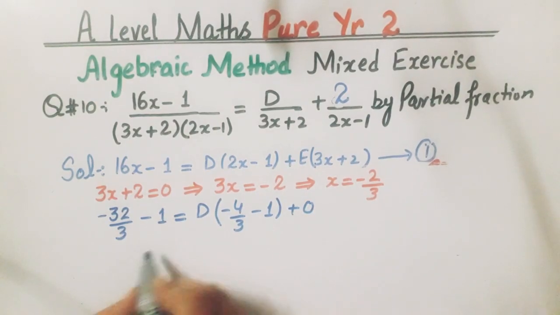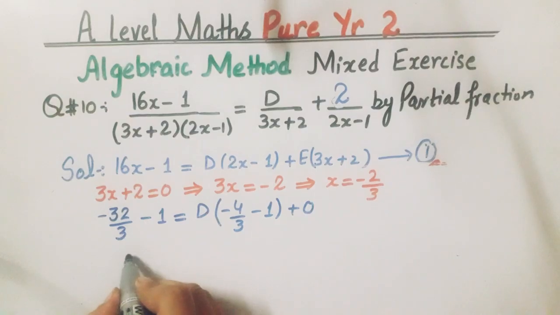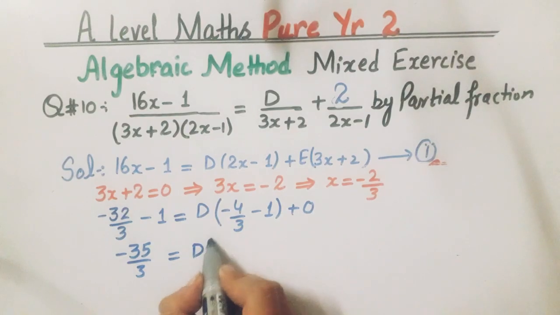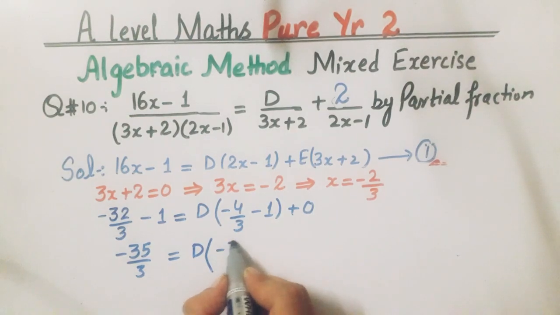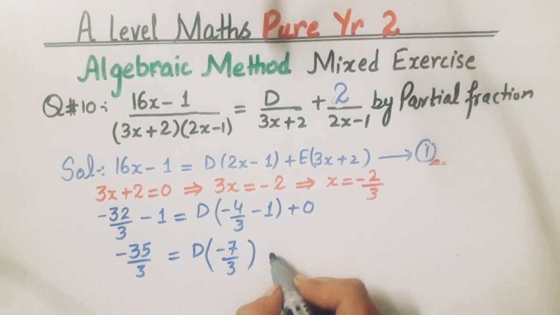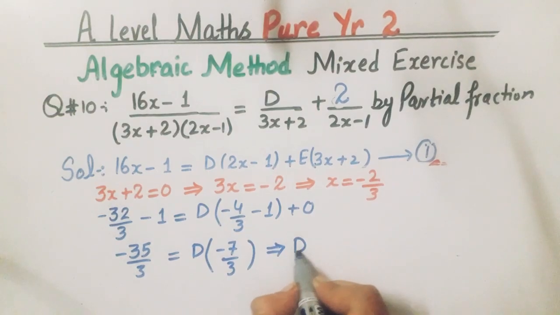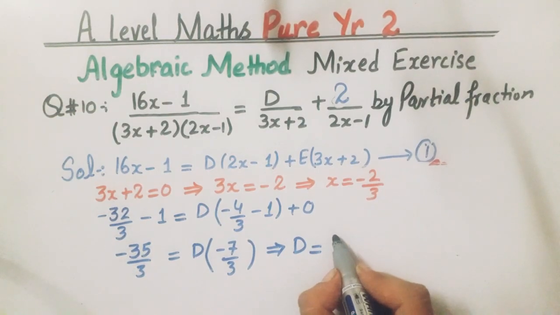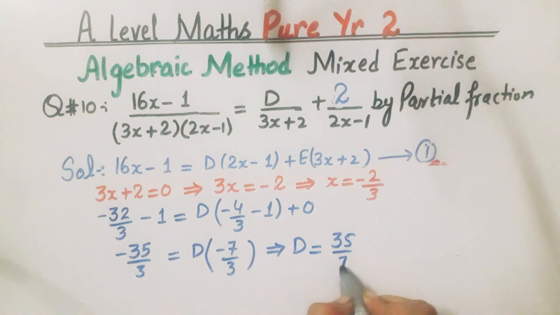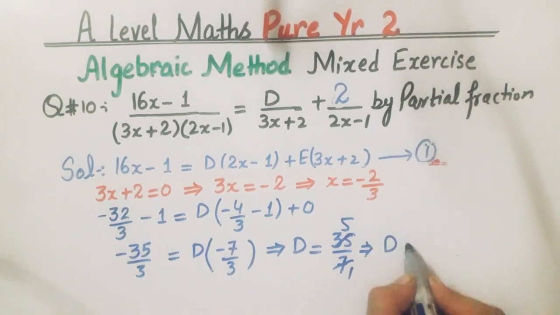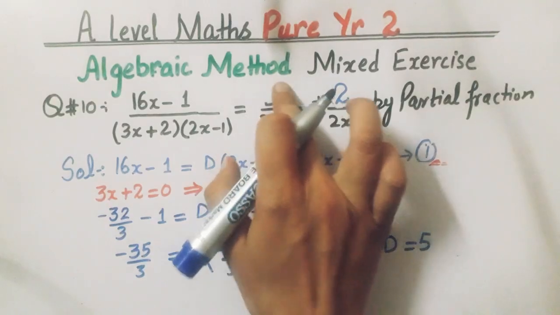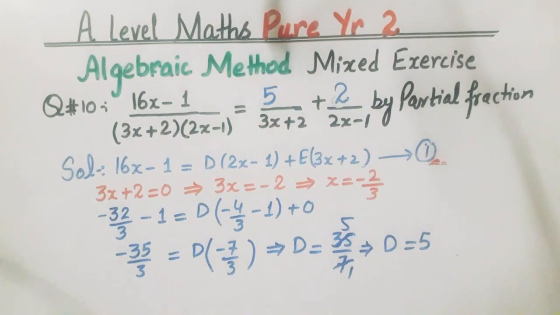Then take the LCM of this. It will become minus 35 over 3, and when we take the LCM of this, it will become minus 7 over 3. Now d equals 35 by 7, so it will cancel out and we get d equals 5. Now substitute the value. So this will be the answer.